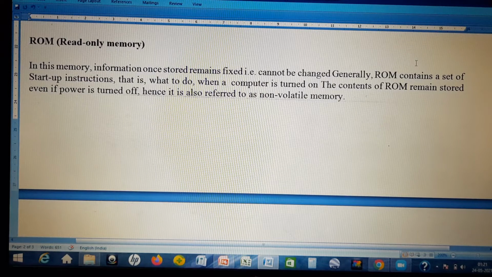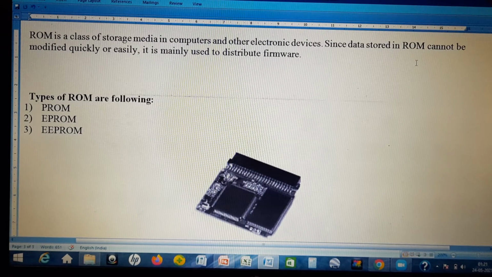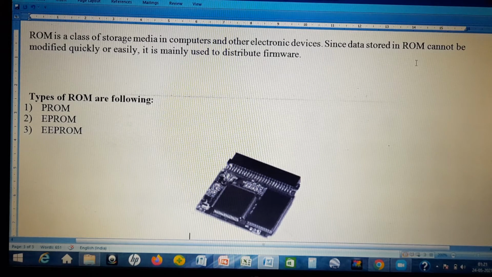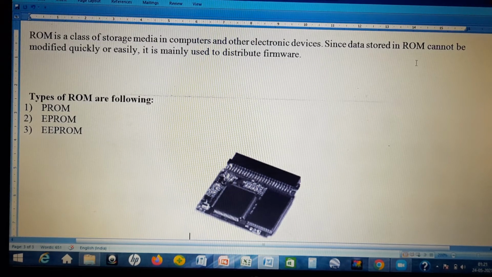When a computer is turned on, the content of ROM remains stored even if power is turned off. Hence, it is also referred to as non-volatile memory. Okay, you can see the picture here. ROM is a class of storage media in computers and other electronic devices. Here you can see the picture.